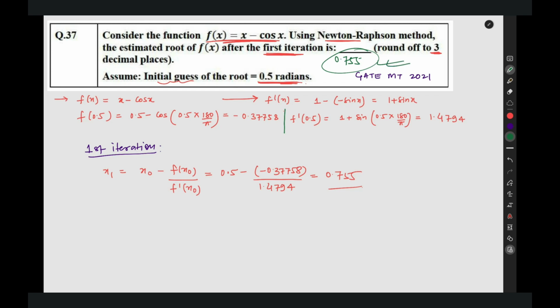So with this, we conclude the video. Hopefully you understood the concept and the problems we went through, and now you will be able to solve all the questions based on linear and non-linear algebraic equations. Thank you.